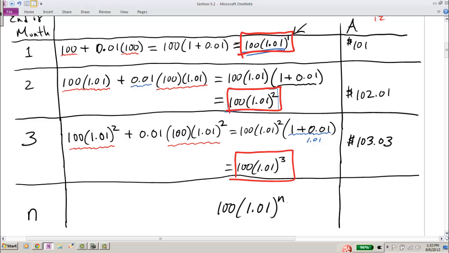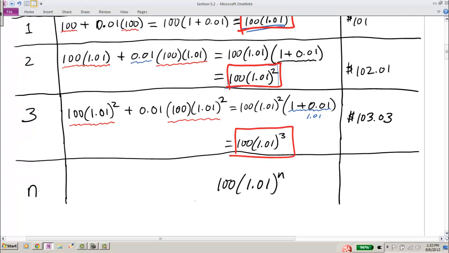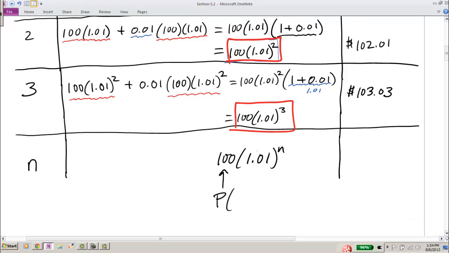And that's exactly what we're going to find when you take a look at the theorem on the next page. In a compound interest situation, you're going to be using the principal amount, and then inside you're going to have 1 plus the interest per compounding period, all raised to the n power, where n is the number of compounding periods.